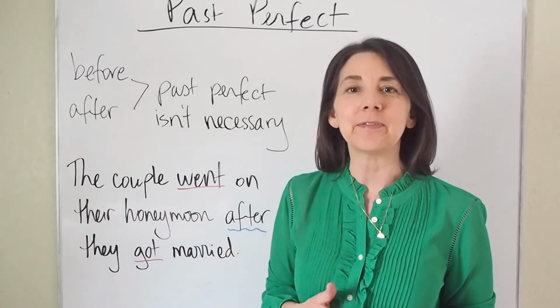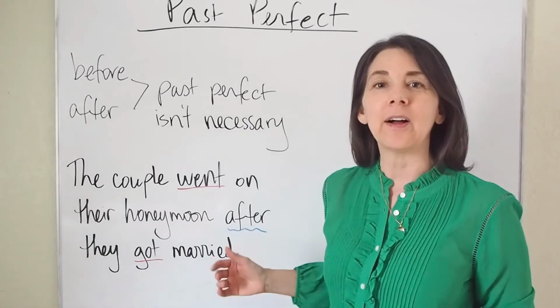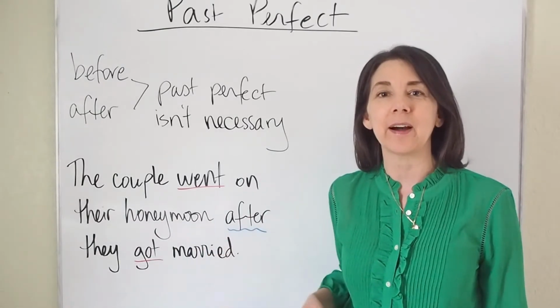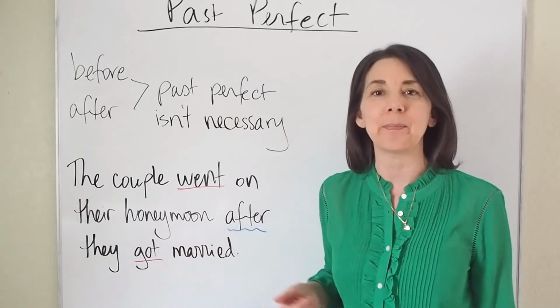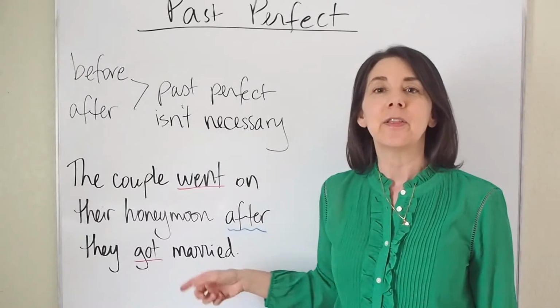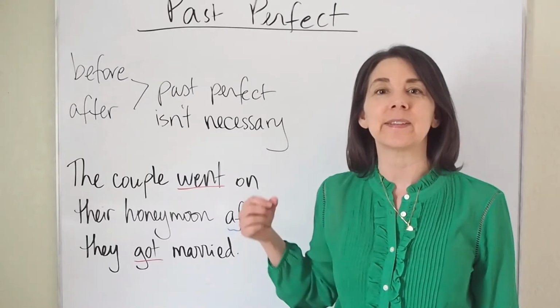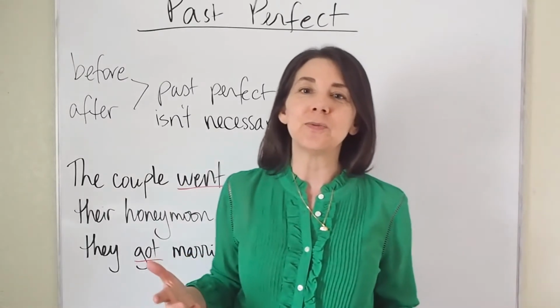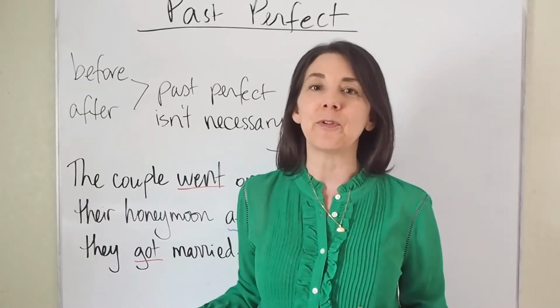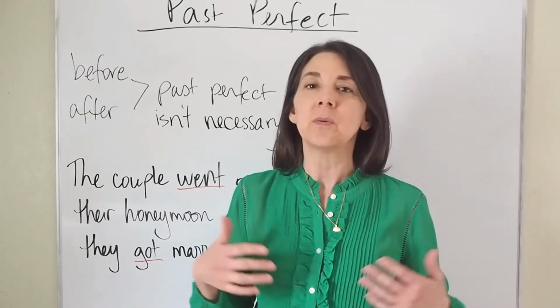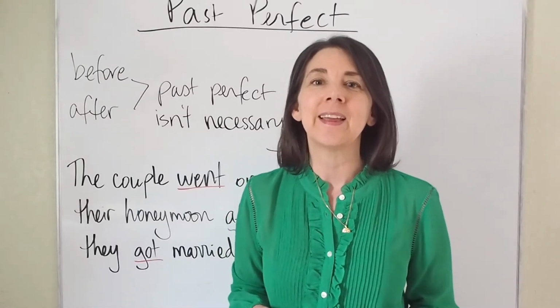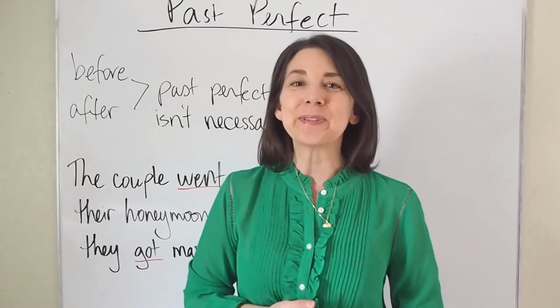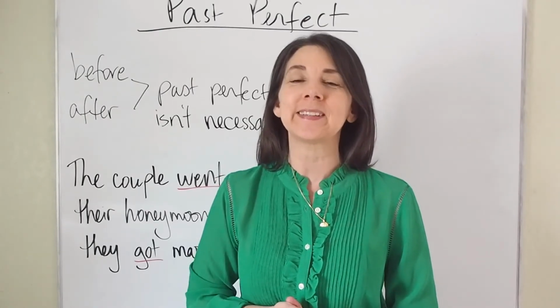For example, if I say the couple went on their honeymoon after they got married, I don't need to use past perfect to show which one happened first, because the word after shows us the order. For that reason, you will notice that when we use the words before and after in the past, we usually don't use the past perfect. It's just not necessary.